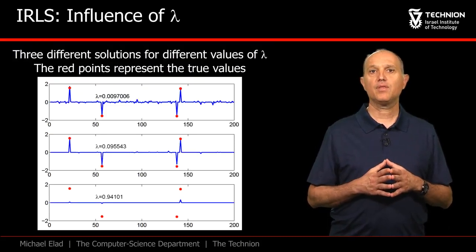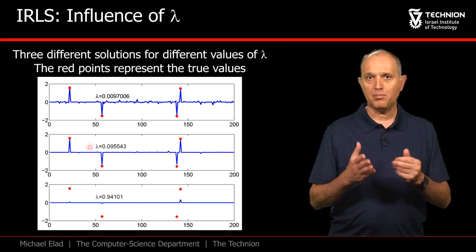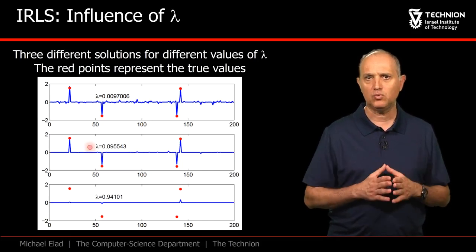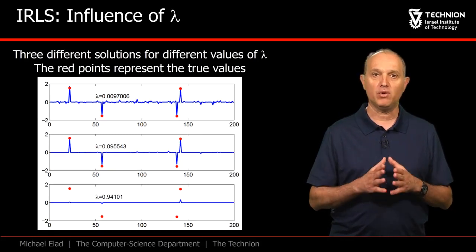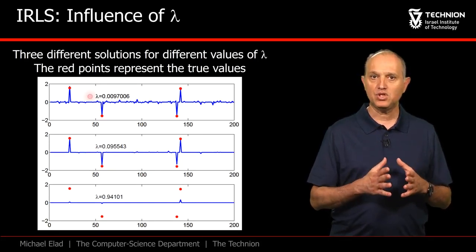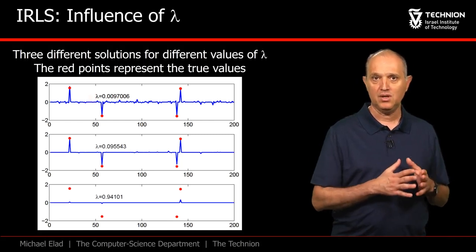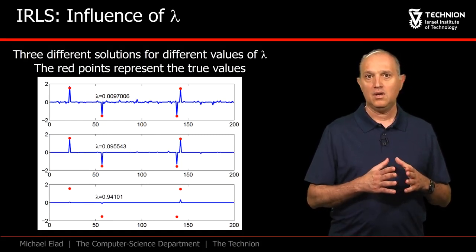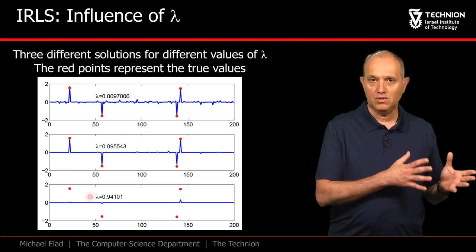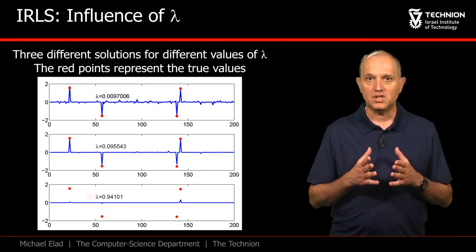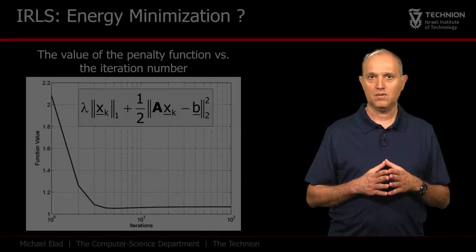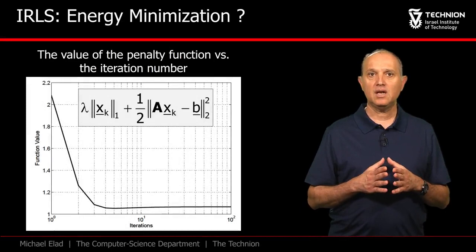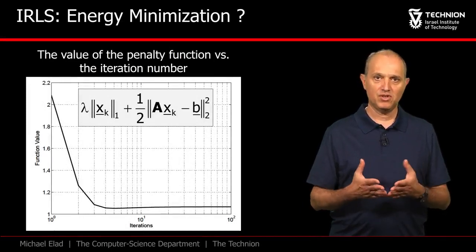We present here 3 different IRLS solutions obtained for different values of lambda. The middle one represents the best lambda, being nearly 0.1, and as can be seen, the 4 true non-zeros marked in red are detected very well. If lambda is substantially smaller, the solution tends to be denser, with many non-zeros. In the other direction, when lambda is too high, the solution is sparser and the non-zeros are heavily penalized, thus being very small.